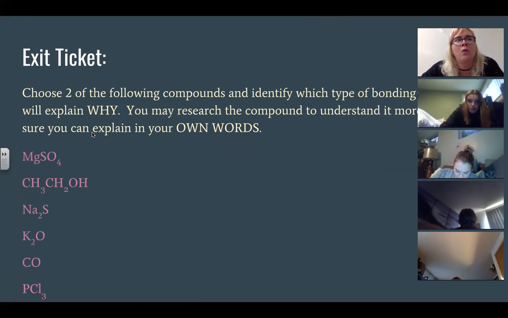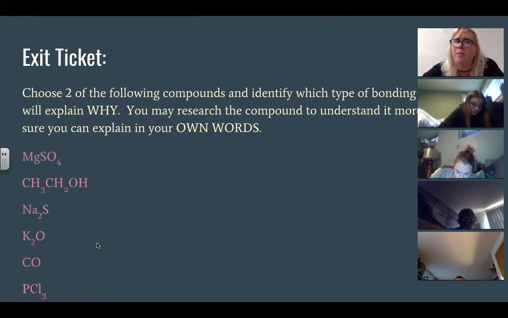So really, this is an exit ticket for you. You're looking at this just based on what you know from today and what you've known from the lessons. What type of bond is it? And why would that be the type of bond that happens? Try to draw it and then look it up, and see how close you were. Because some of these are hard.